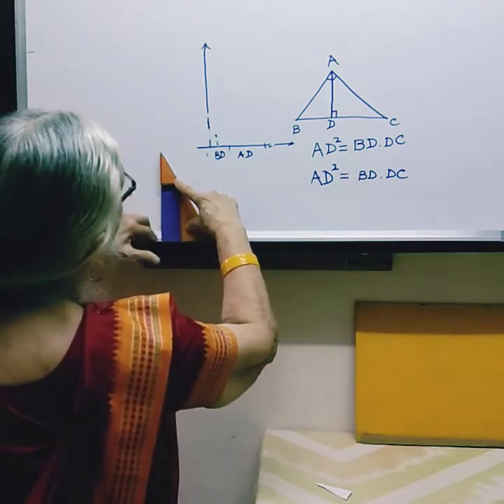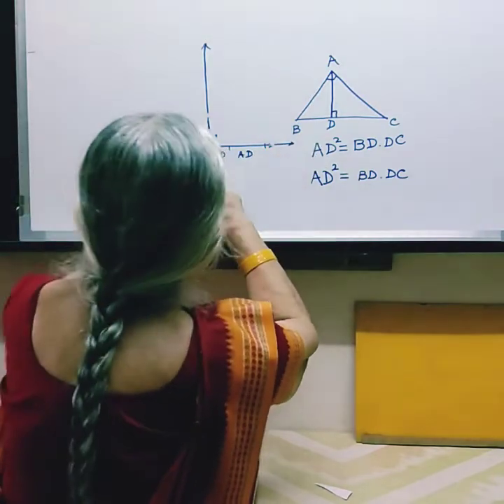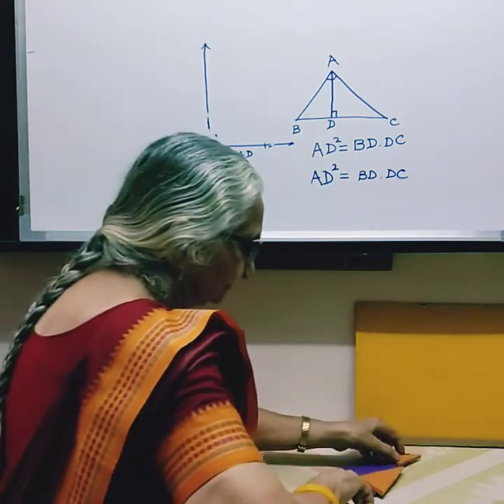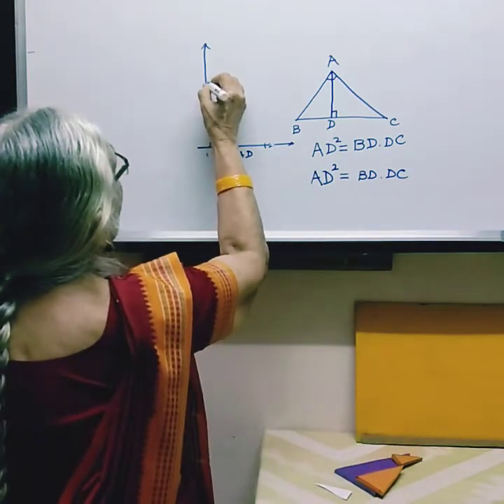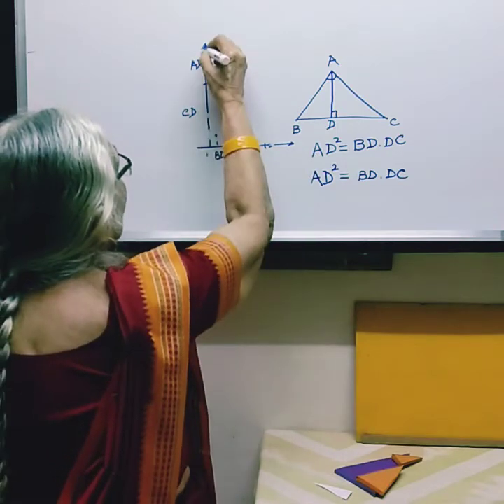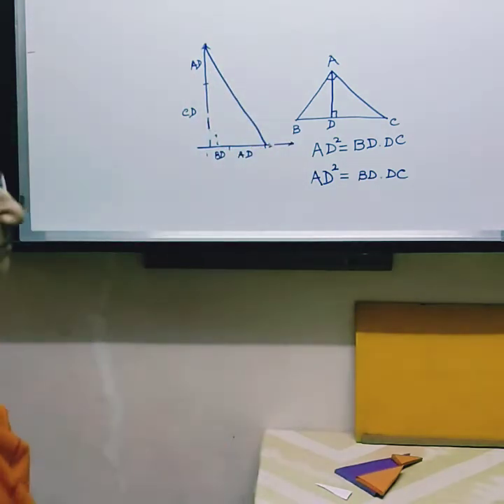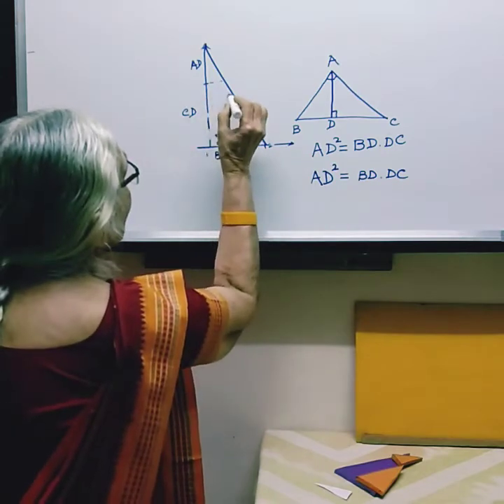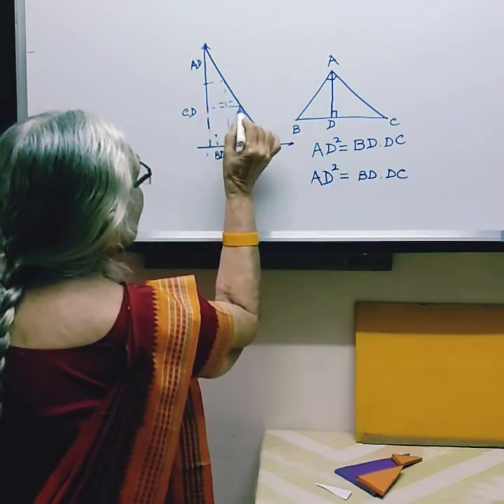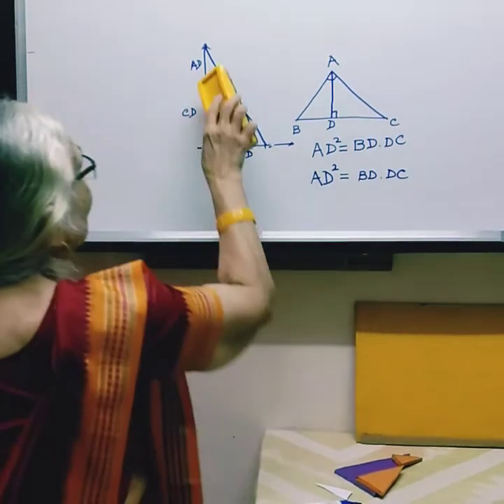Now how much is this length? This is AD. And this is the other portion of BC. We have taken BD, the other portion is CD. So this is AD plus CD. So this is AD plus CD, and this is the triangle. So once we shall get this, and the next time we shall get something like this. Now this is not really important in making the model.